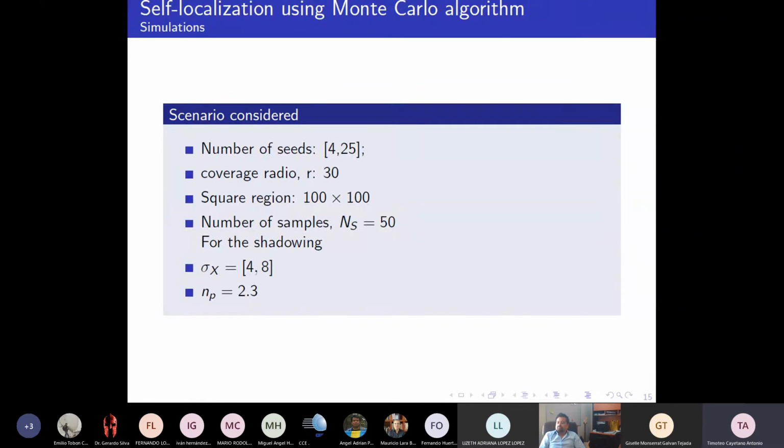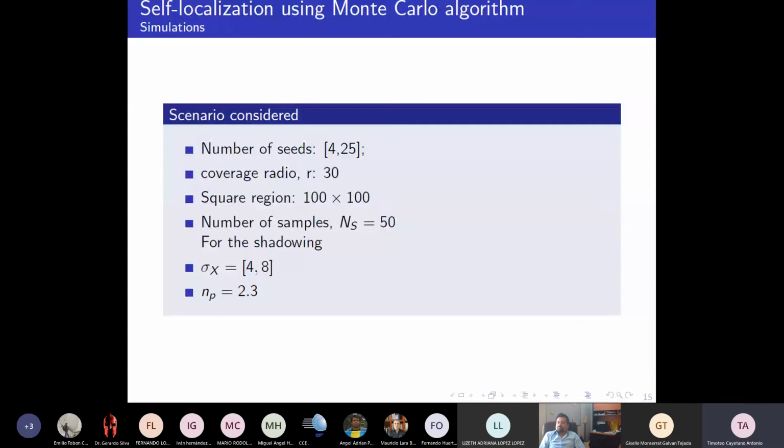For the shadowing model, we have proposed these values: the variance from 4 to 8, and the exponent of 2.3. The results obtained are shown in this slide.